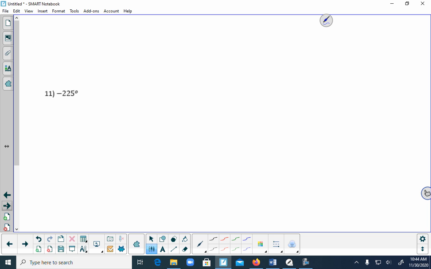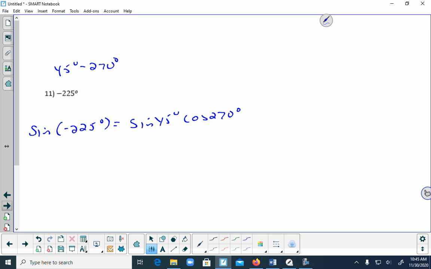So the way I thought of this is I thought of it as 45 degrees minus 270 degrees. So to do the sine of negative 225 degrees, I ended up doing the sine of 45, cosine of 270, minus cosine of 45, sine of 270.